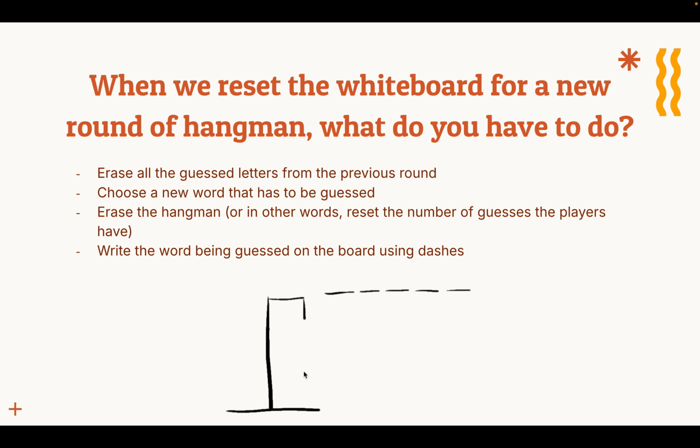You want to erase the hangman, so as you notice, the hangman isn't here anymore. And you want to write the word being guessed on the board using dashes. So you want to redraw these dashes again, right? And if the word is longer, then you have to use more dashes. And if it's shorter, then you have to use fewer dashes.